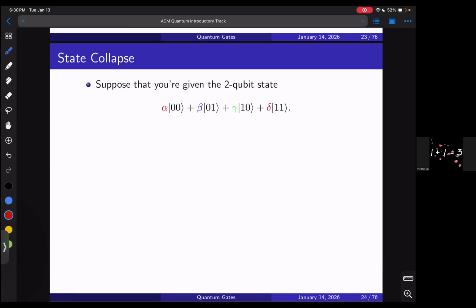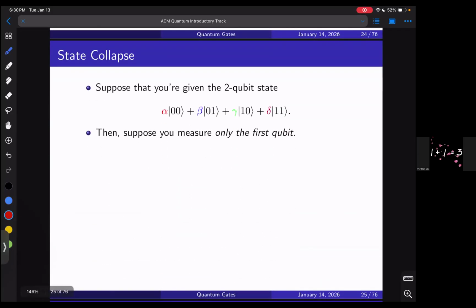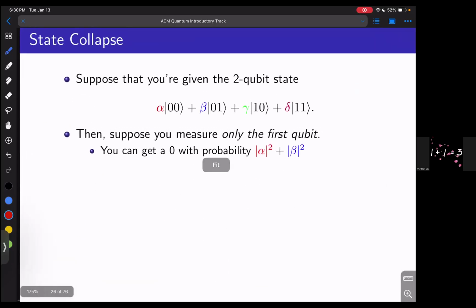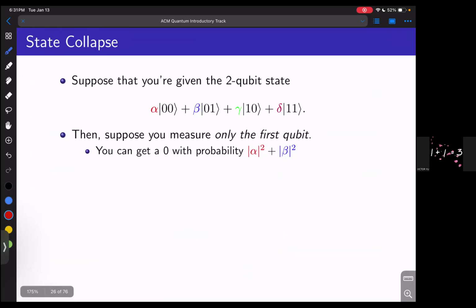So here's a general 2-qubit state where we just have those 4 terms, and then we have coefficients alpha, beta, gamma, delta. And suppose we measure only the first qubit. The probability of getting 0 is now the sum of the two kets which have 0 as the first term. So ket 00 has a 0 in the first entry, and ket 01 has a 0 in the first entry. And so the probability of getting 0 on the first qubit is the sum of those conjugates squared that we discussed before. So it's very similar, except you have to consider all the terms that have the state that you want. Does that make sense to everyone?